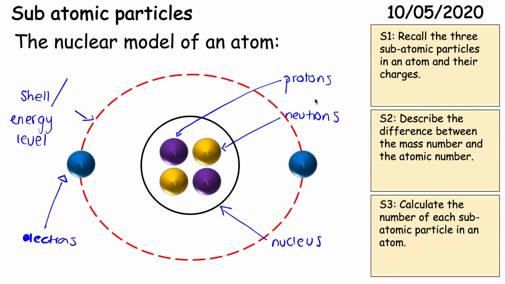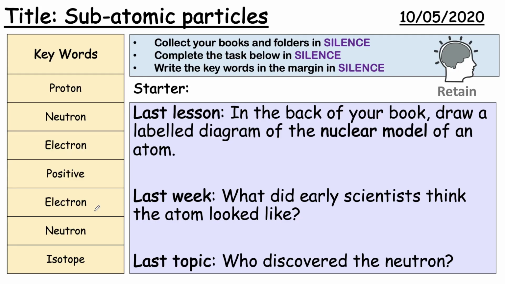Let's look at the next question. What did early scientists think the atom looked like? They thought it looked like a plum pudding. And you'll need to know that definition for your GCSEs. Now, last one. Who discovered the neutron? This was a man called James Chadwick. Okay, now you know that, it's time to get started on today's lesson.